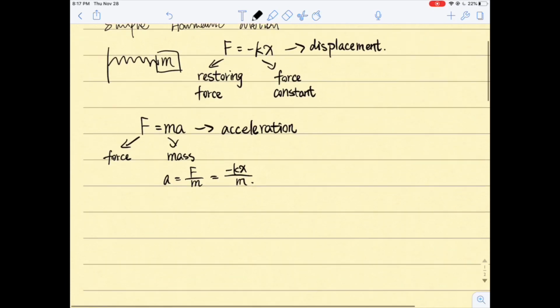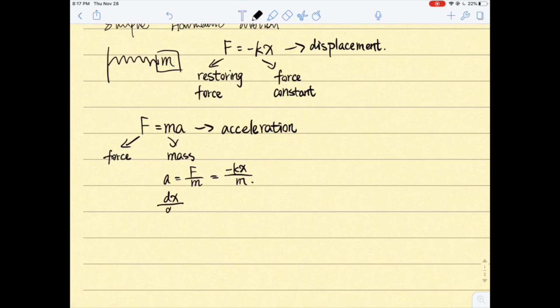We also know that the first derivative of x is the velocity, and the second derivative of x is the acceleration. So we get the second derivative of x equals negative kx over m. By rearranging it, we get the second derivative of x plus k over m x equals 0.